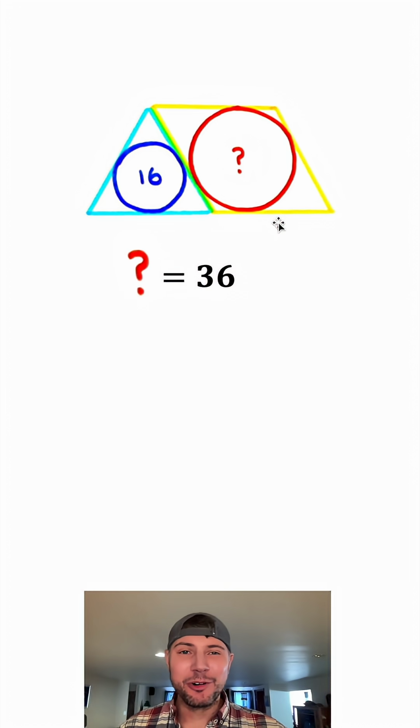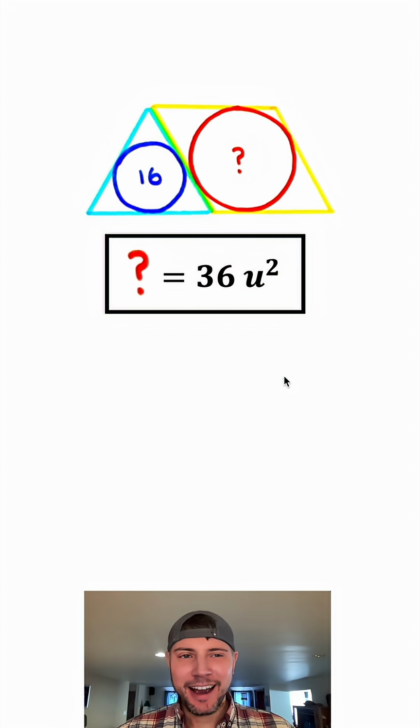And this is the answer to our question. The area of the question mark circle is 36 units squared. This looks important. Let's put a box around it. How exciting.